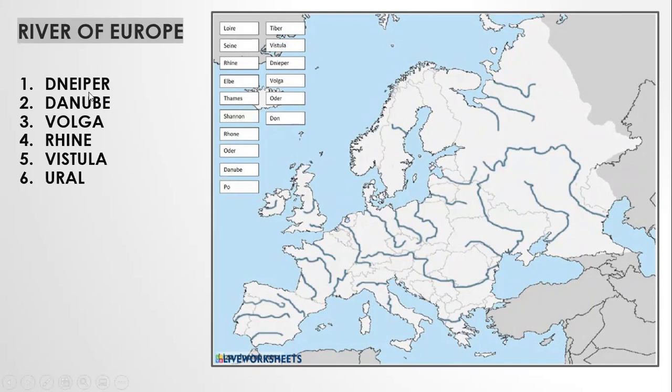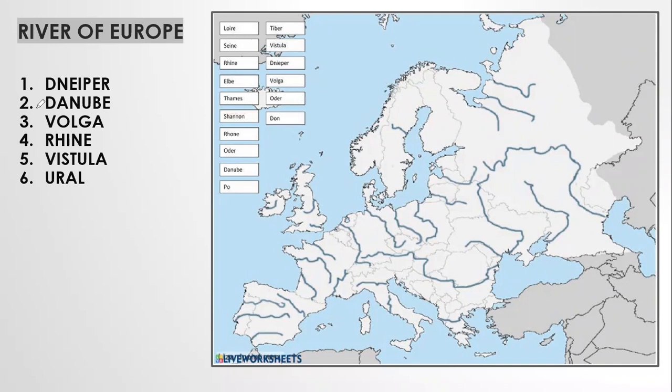The first river that we have. For tracing the rivers, we're going to use blue color, and we're going to trace it. The first one is Dnieper. It is always pronounced as Dnieper River.